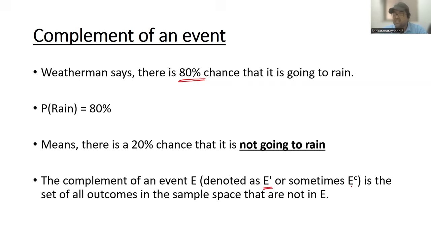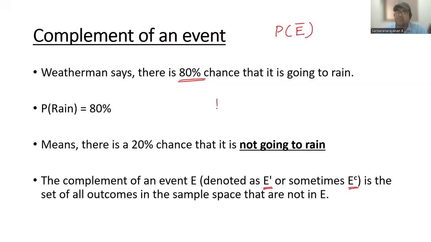Sometimes it's written as E to the power of C, E raised to C, E superscript C. It's the set of all outcomes in the sample space that are not in E. The complement of an event is also sometimes written as P of E bar. I have seen notations in this way also. So you should be familiar with all these.